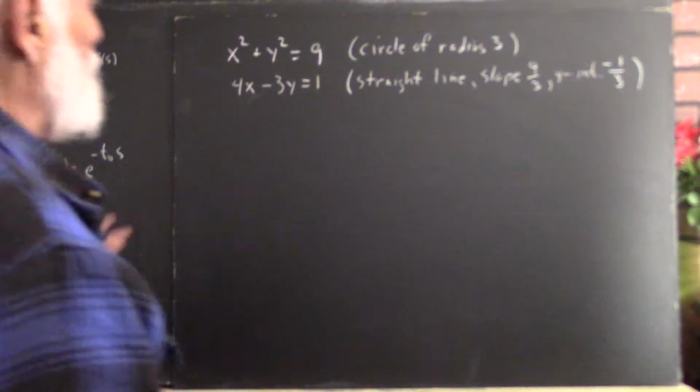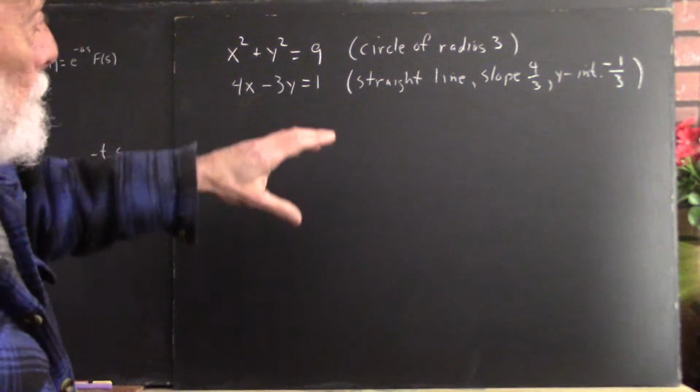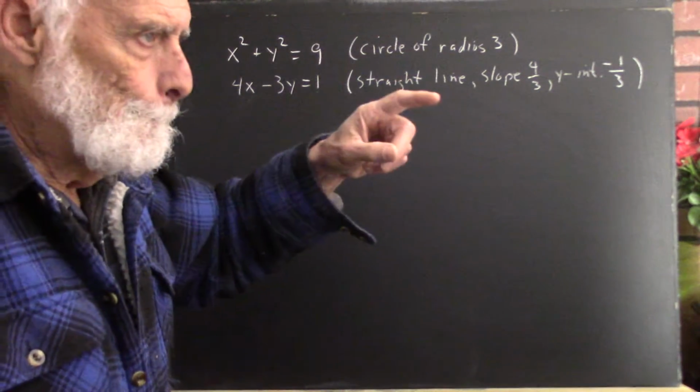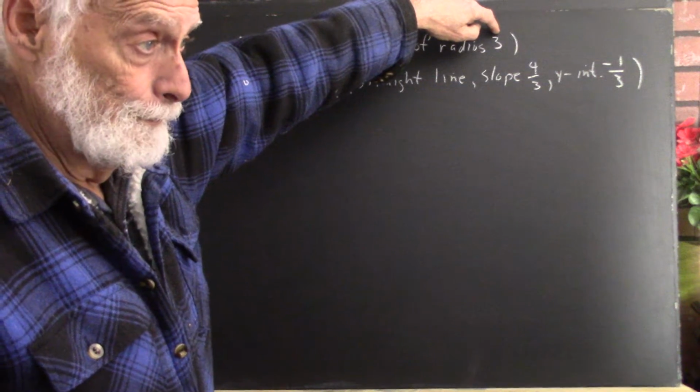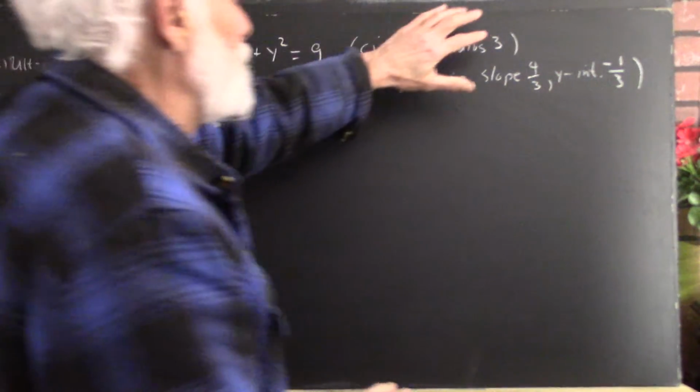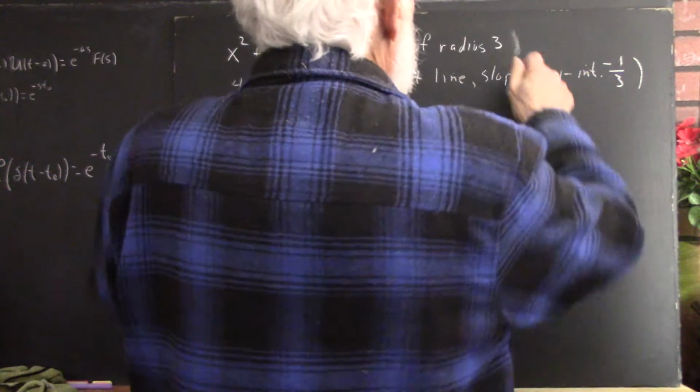Okay, another type of problem you might have then. We could say, okay, what's the equation of a circle of radius 3 centered at the origin? Let's be sure we get that.